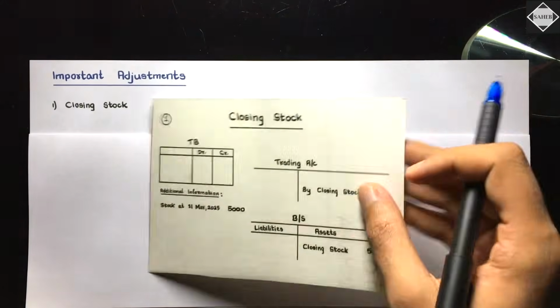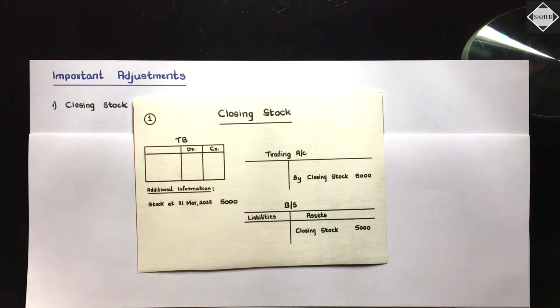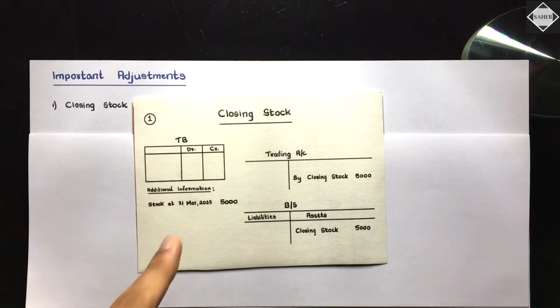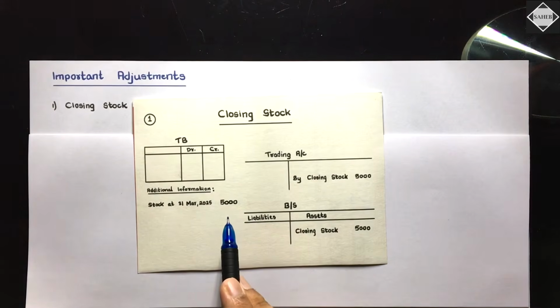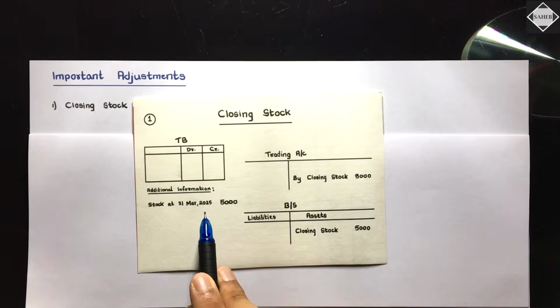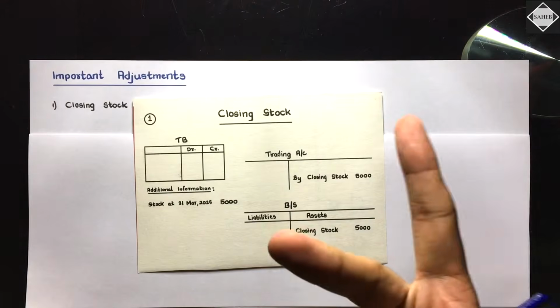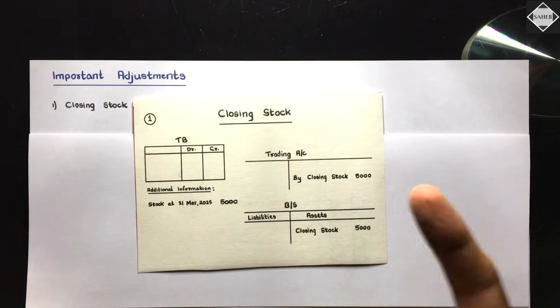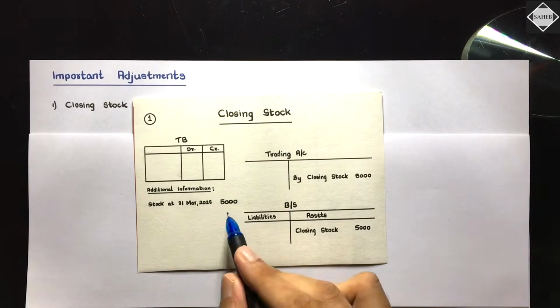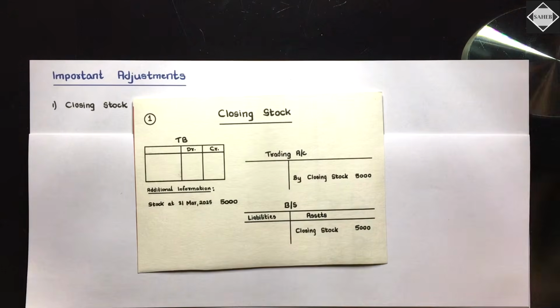For a practical example, see here, in the trial balance nothing will be there. In the additional information, there will be given stock at 31st March 2025, 5,000, just for an example. So this is the closing stock. Closing date they have given, we can easily understand. Now here they have given us just one figure. Maybe they will give us two figures, cost and market value. How do we have to choose? We have to choose the lower of the two. If market value is 10,000, cost is, let's just say, 5,000, you will take 5,000.